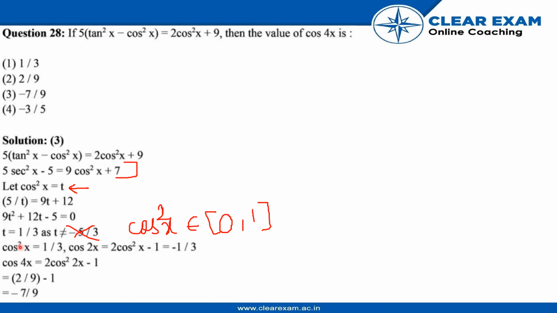Now cos square x is equal to 1 by 3 and we need to find cos 4x. If we remember, there was a property for cos 2x, that is cos 2x is equal to 2 cos square x minus 1. We will use this property successively 2 times to find the value of cos 4x. The first time, cos square x is 1 by 3, we put it in this equation and find the value of cos 2x, that is minus 1 by 3. Now we'll use this cos 2x value and put it in the next equation successively and find the value of cos 4x, that is minus 7 by 9. Hence the correct option is option 3.